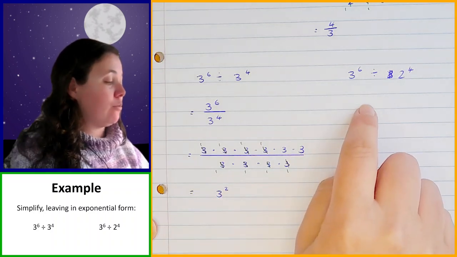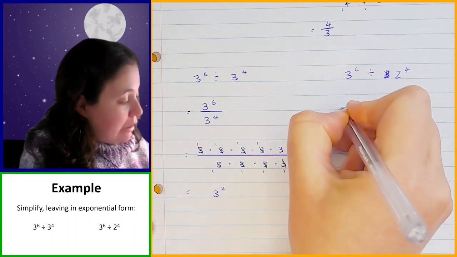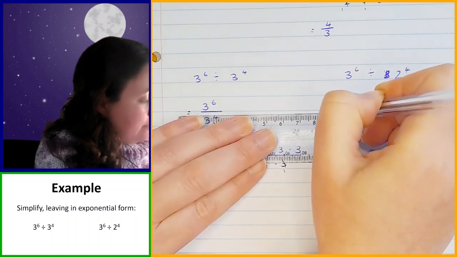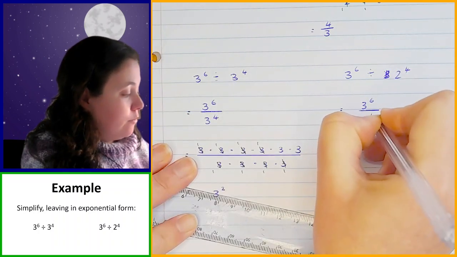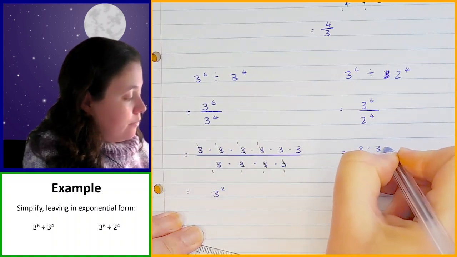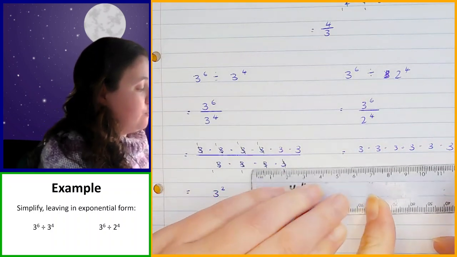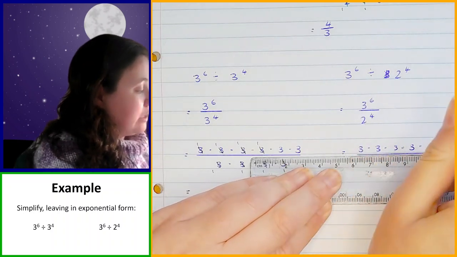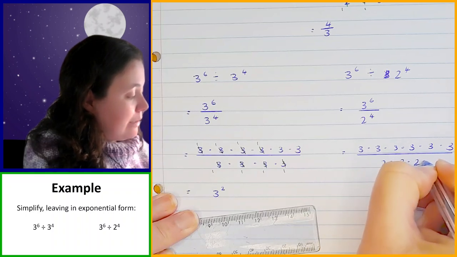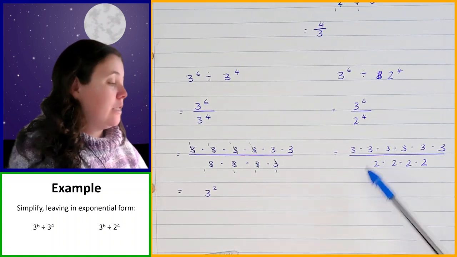Now let's have a look at this example and see what happens when we don't have the same base. So in this case, I'm again going to write it as a fraction. So I've got 3 to the power of 6 over 2 to the power of 4. But now in this case, when I write it out in expanded form, I have 3 times 3 times 3 times 3 times 3 times 3, which is the same as I had in the first example. But now, at the bottom of my fraction, I've got 2 times 2 times 2 times 2. Now, I can't cancel any of those out because none of them are the same.